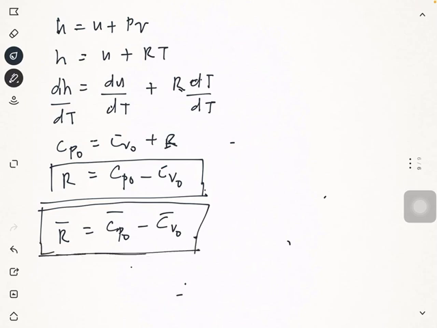Okay, if we have here the molal basis, considering the number of molecules for a specific gas.